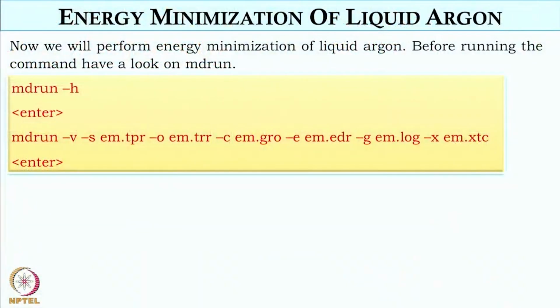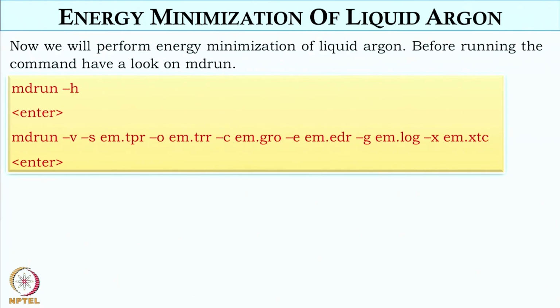Now, to perform energy minimization using the TPR file, we need to use the command mdrun. If we type mdrun -h, we can have a look at what it does. It gives details of all the options. This is the full command that you have to type on the screen to get the output files from mdrun.